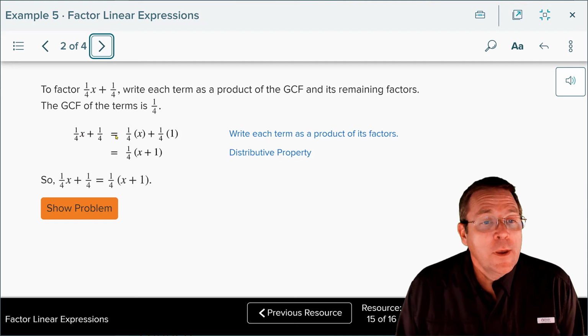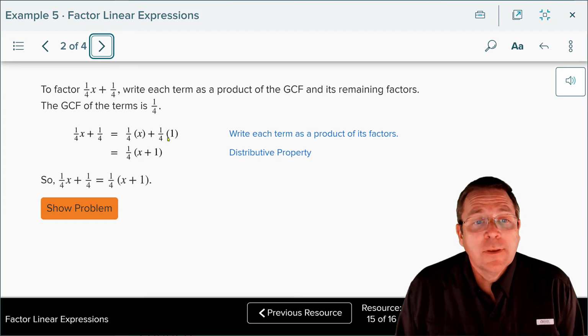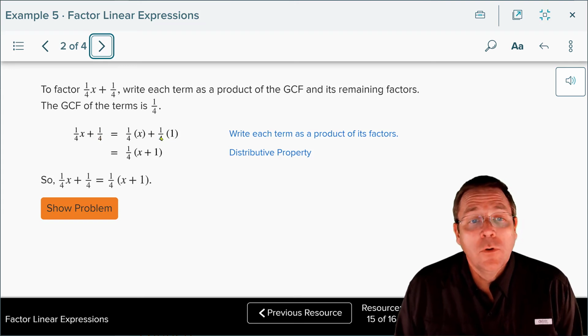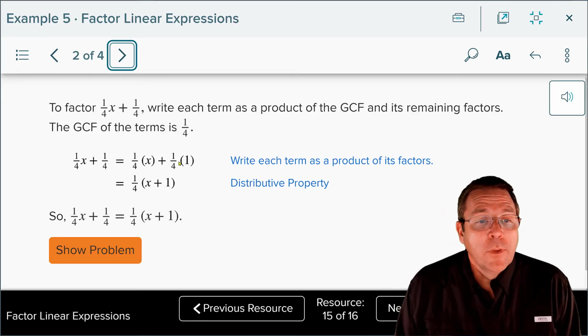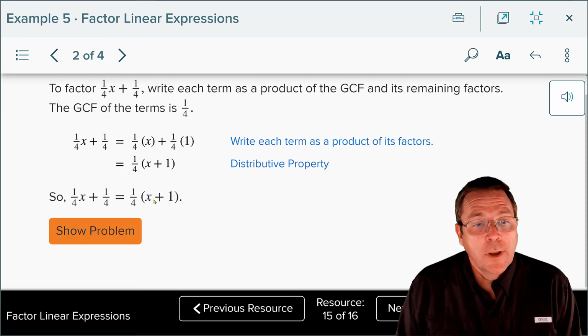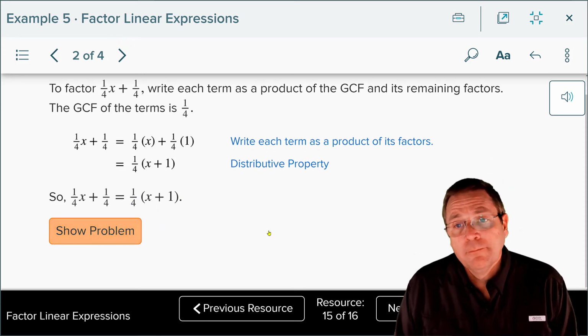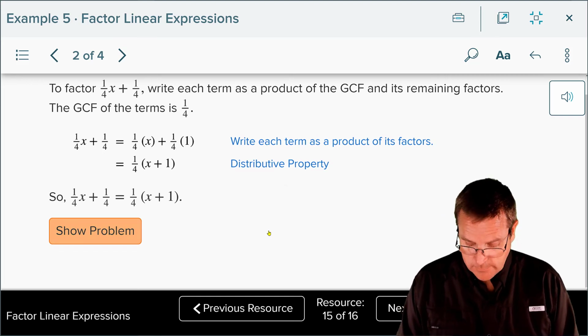So 1/4 x, that's 1/4 times x. 1/4 is 1/4 times 1. That's the catch on this one: recognizing that the 1/4 is equal to 1/4 times 1. Let's make that a little bit bigger here. From there, we're going to pull the 1/4 out, put it in front, and in parentheses, the x plus the 1. So your answer is 1/4 times the sum of x and 1. That's all there is to do in these.